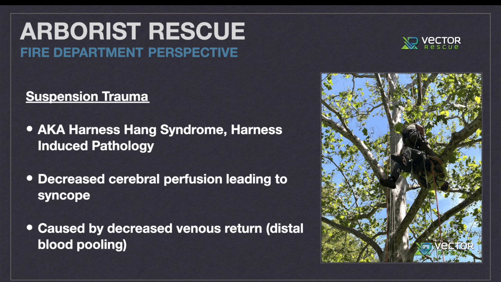One of the big things we want to talk about that's very relevant for both working arborists and rescuers is something called suspension trauma. This has several names depending on when you learned it: harness hang syndrome, harness-induced pathology, and basically it's caused by decreased cerebral perfusion leading to syncope. So decreased oxygen getting to your brain, causing you to pass out. It's always been speculated that this was caused by decreased blood return from your legs, or what's called distal pooling. And there have been some recent studies that looked at this in depth to provide us a lot more insight.